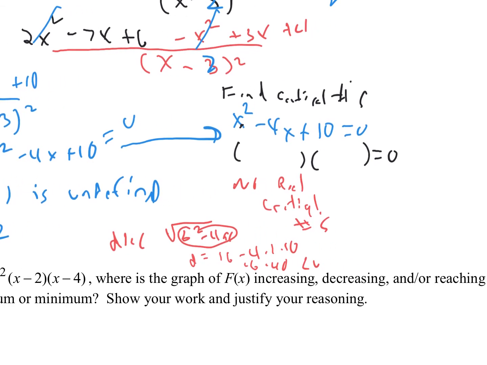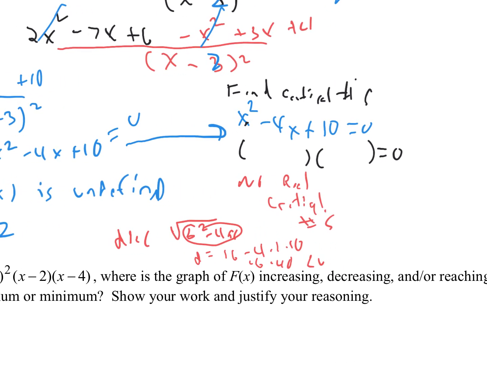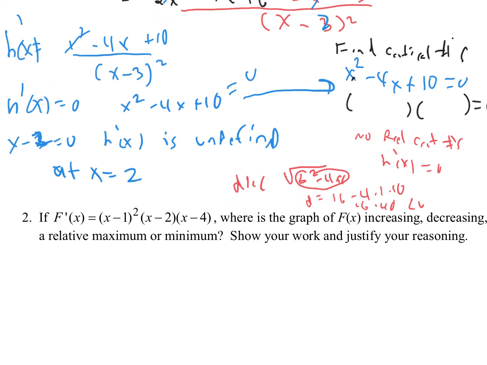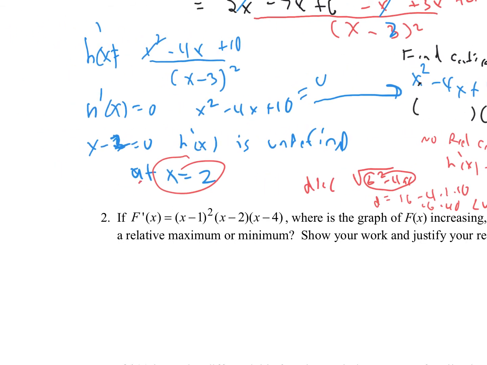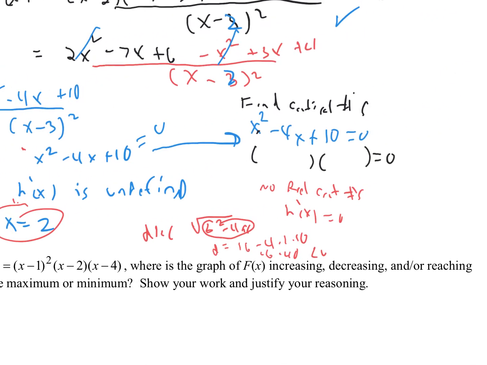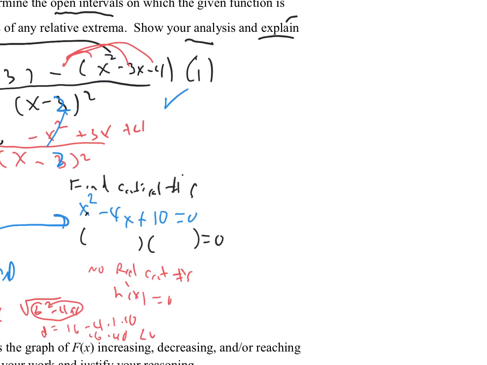However, I shouldn't say that. Let me erase that because that's not true. Well, I could have left that. I could have said there are no real critical numbers that make h prime of x equal to 0. But right here, where your denominator is undefined, where the derivative is undefined, that is a critical number. So I'm going to say the only critical number I have is x equals 2.